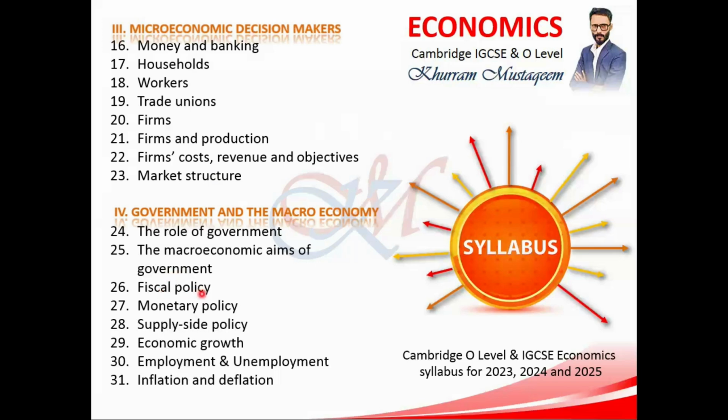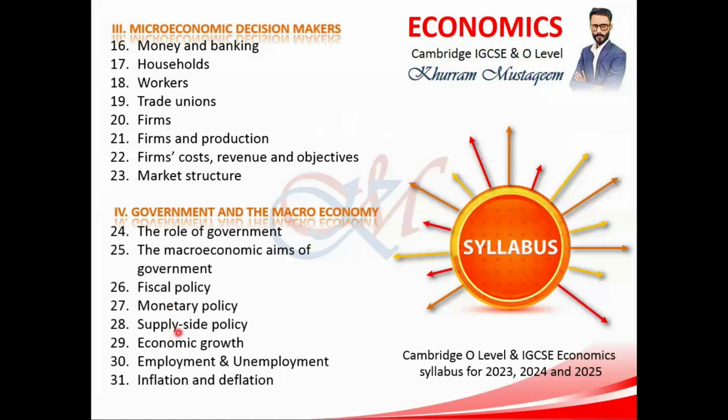Fiscal policy is run by the elected government. For example, there is a federal minister of any particular government who runs the government and makes the policy, and the fiscal policy tools are taxation and government spending. Monetary policy is run, controlled and governed by the central bank of any particular country. The central bank has two tools. One is interest rate and the other is money supply.